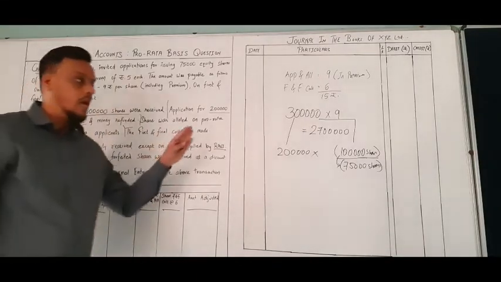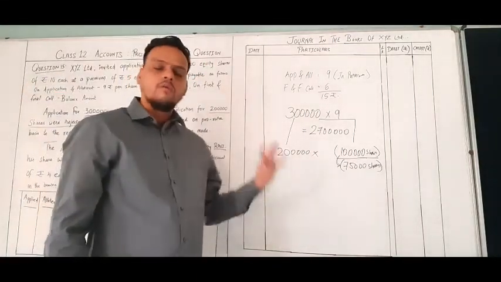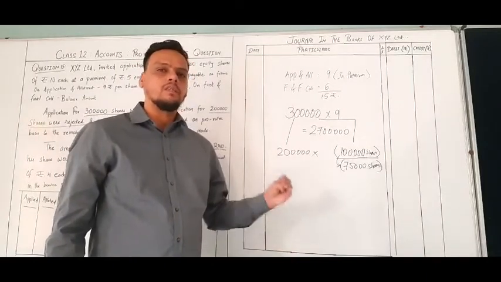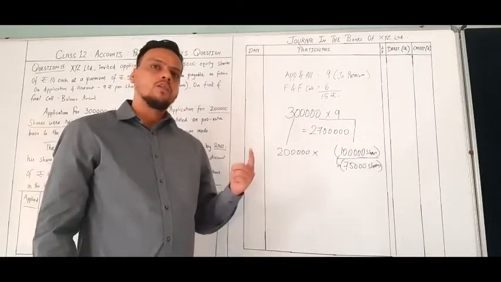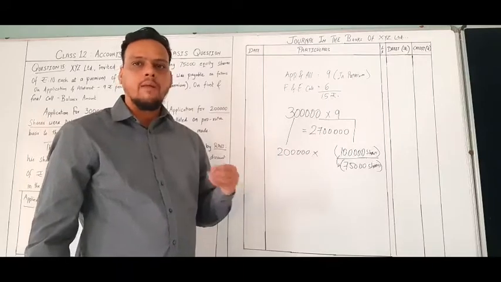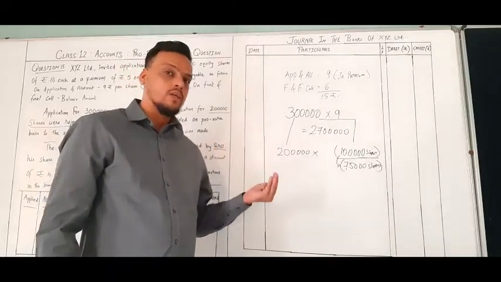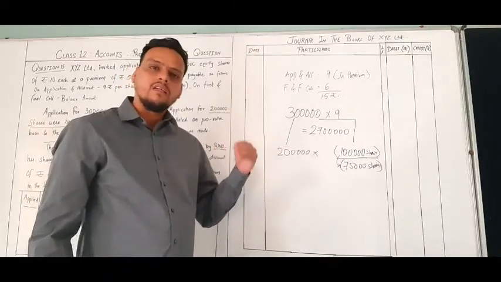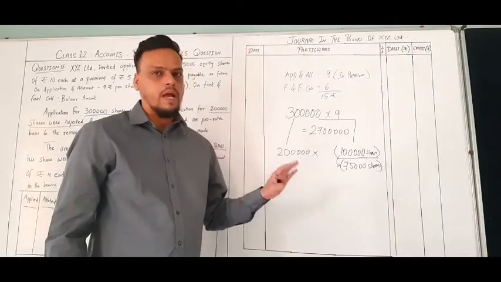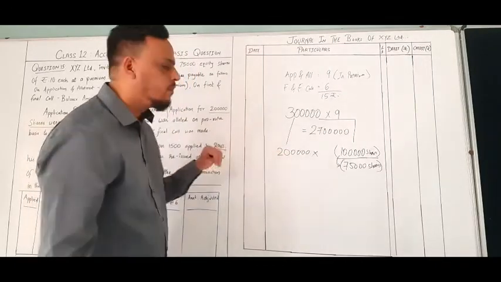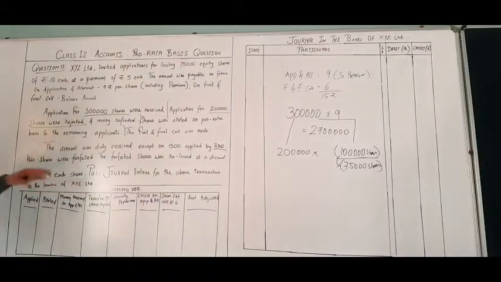So everything has been fulfilled over here. We have to make 4 entries here as usual. First, bank account to share application and allotment, then transfer, then call, then the amount of the call has to be entered as the fourth entry. Now we are going with the next part, considered as forfeiture.